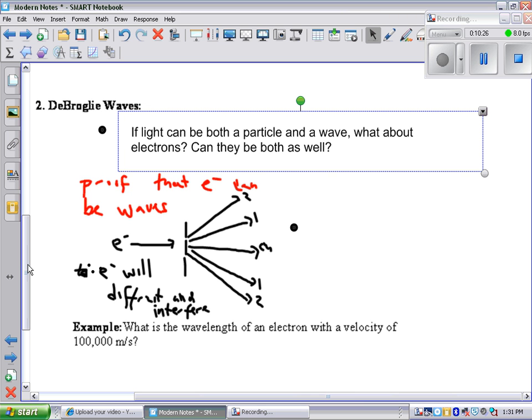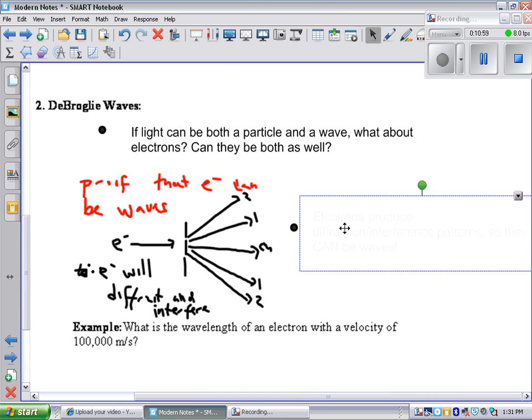And he said that all of the equations we use for light should work. So for this double slit interference patterns, the equation m lambda equals d sine theta, that should work for electrons as well. And nobody knew exactly how to test it, how far apart the slits should be, or how you could make something with slits the right distance apart. So they didn't know what to do with it. So his professors actually sent his thesis to Einstein and said, what do you think? Should we award him his PhD? And Einstein said, well, I don't know if it's true or not, but it's a pretty brilliant idea. Go ahead. And it turns out when they did figure out how to test it, that electrons do produce diffraction interference patterns, so electrons can be waves.